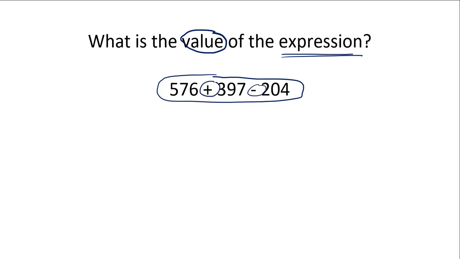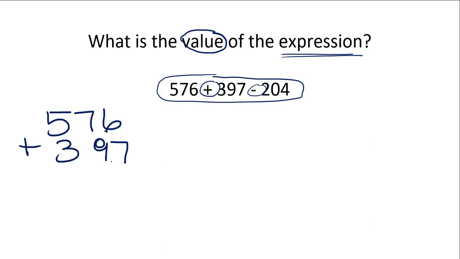Now I want you to notice in this expression there is an addition sign and a subtraction sign. I'm going to add first because that's what comes first when I'm reading from left to right. So first I'm going to add 576 plus 397. Add those together first. This is what I'm doing first, this portion right here.